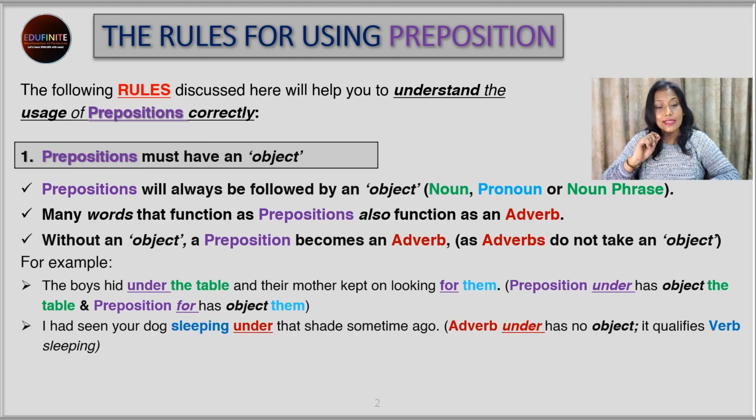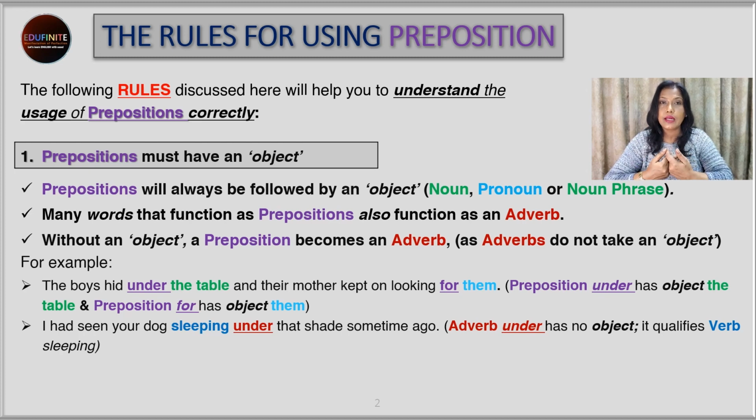I seen your dog sleeping under that shade some time ago. So over here, the word under does not have any object after it. So what is it then? Without an object, it's an adverb. And what is it qualifying? It is qualifying the verb sleeping. So where is the dog sleeping? Under. What under? Under that shade some time ago.